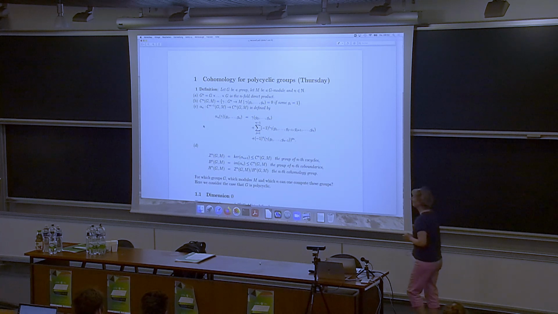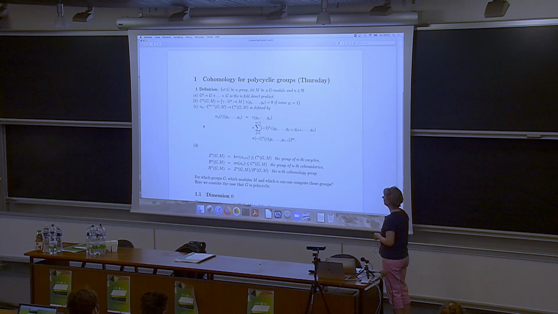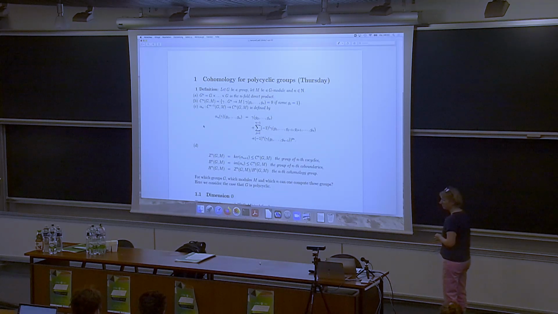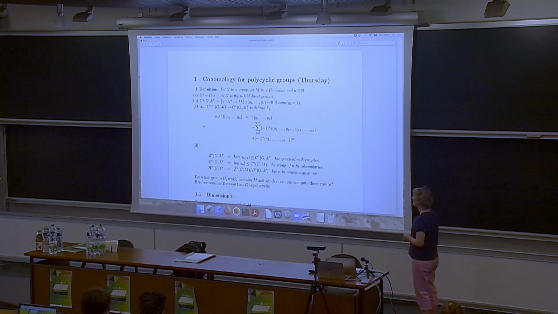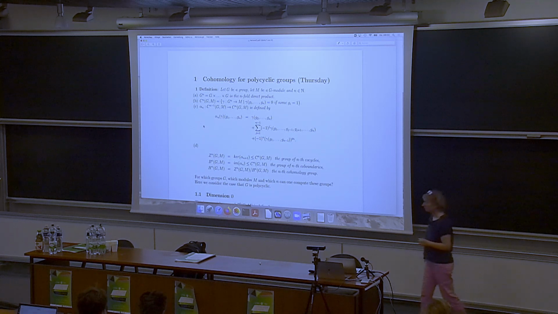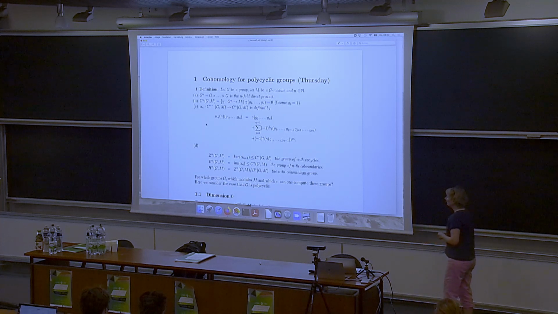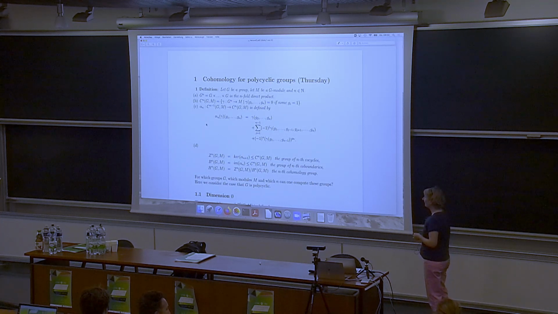Then you have the space Cn of G with the module. That's just all maps from this direct product into the module, with the additional restriction that the image should be 0 if one of the inputs is 1. This is not strictly necessary, but it makes it a little bit smaller to begin with. And then there is this map, alpha n, going from Cn minus 1 to Cn, and it has a sort of technical definition, as I've written up there on the slide.